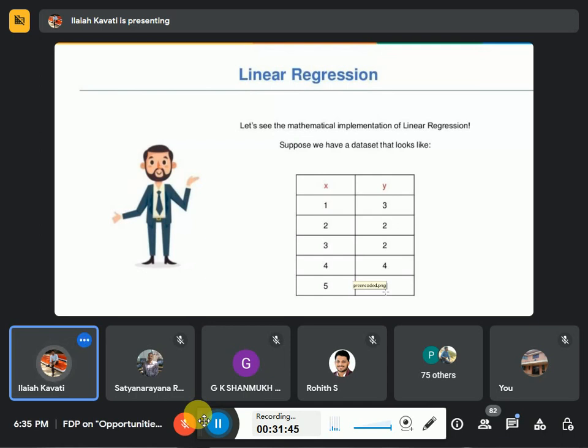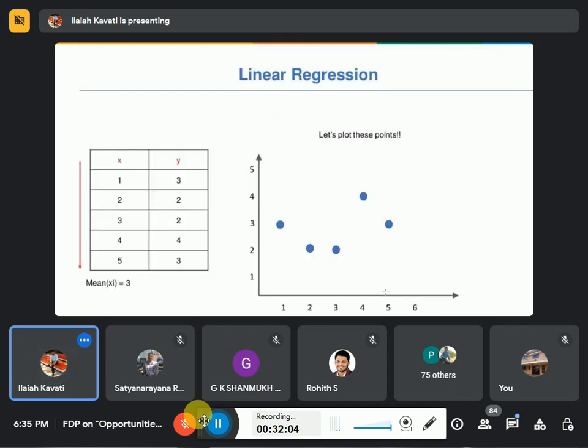So, how to fix his salary? Based on the data available, as a human being, we can say that for 3 years, it is approximately around 20K. But how will the machine do that? That we'll see now.